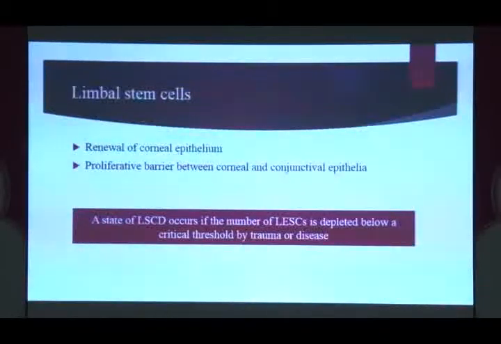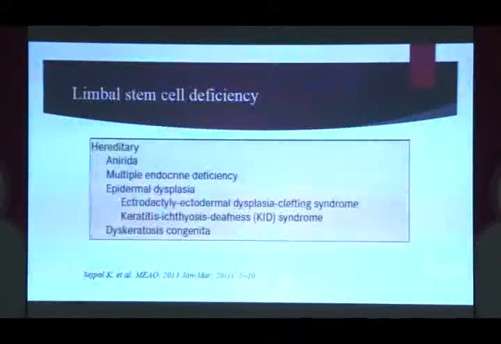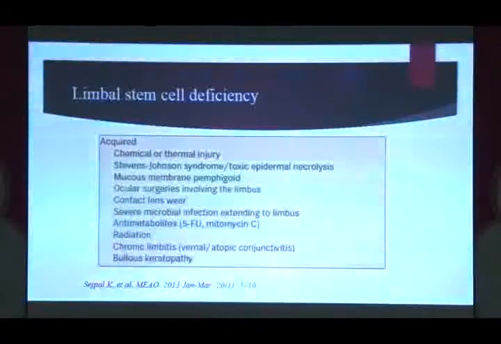So any state of limbal stem cell deficiency occurs when this cell count falls below a critical threshold, and that's what causes the limbal stem cell deficiency. So there are n number of conditions. One, it could be heredity, where the microenvironment that is required for these cells to sustain is not there, so they are absent. Second, they are acquired, which could be because of some injury like chemical or thermal, or it could be secondary to some insult in the form of SJS or TEN.